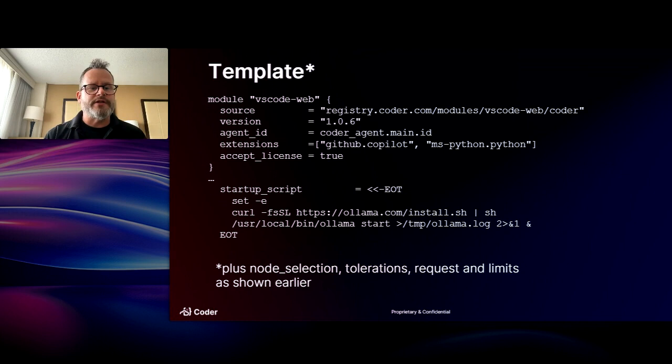And then I changed the startup script. All I did was add one line to install Ollama, and then another line to start it and log it. That's it. Now I have a little asterisk there. Didn't really have room on the screen, but we've already seen it. We need to add the node selection and tolerations and the requests and limits, as we saw earlier. If you look at the example files that are in the GitHub repo, it's all there. It'll all be there in line.